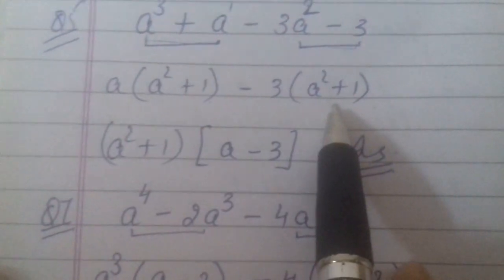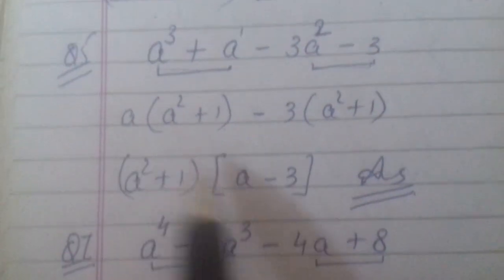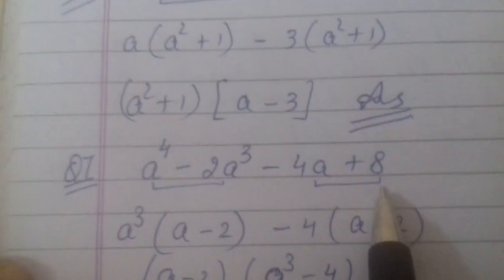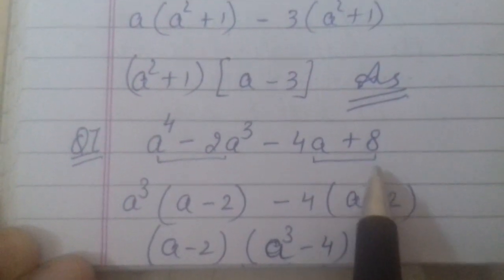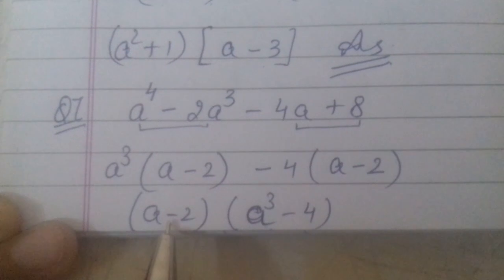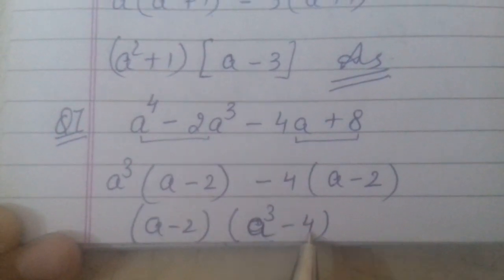Yes, a square plus 1 is common in both. So here we are left with a and minus 3. Same. Next question. You will do like that. You will make pairs and take out common. Clear? A minus 2 is common in both and you are left with a cube minus 4.